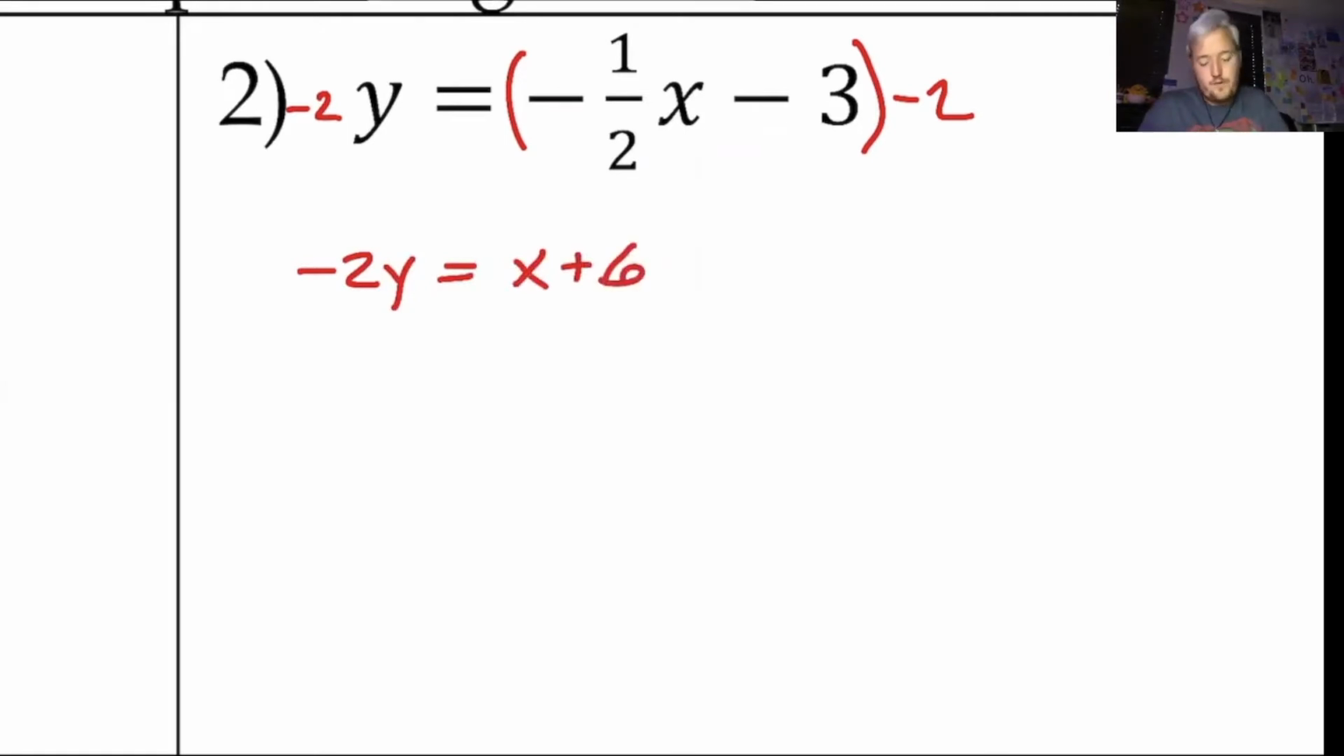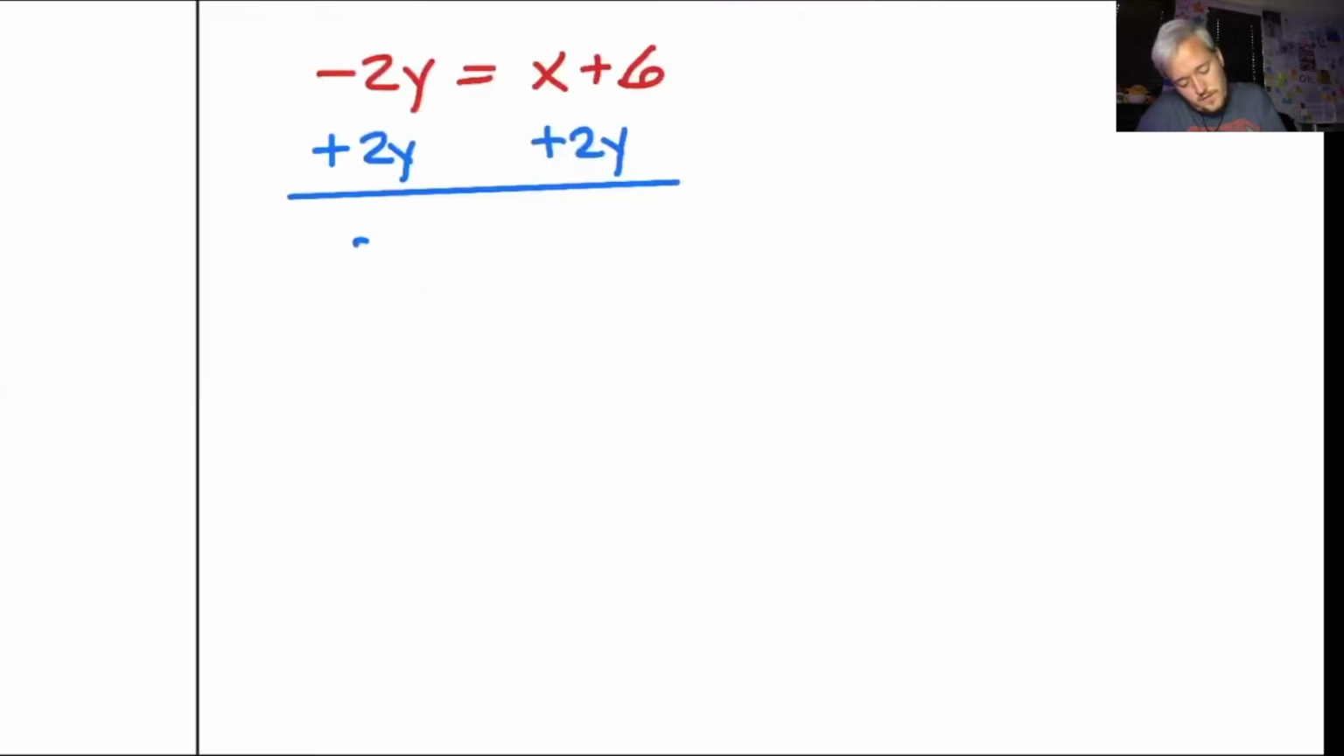All right, if you notice, look at your x value. Remember, this is going to be your pivot point. So if it's positive, do not move it. It's positive and a whole number, so I'm not moving it at all. That means I'm going to move my negative 2y. So I'm going to add 2y on both sides. So I have 0 equals x plus 2y plus 6.